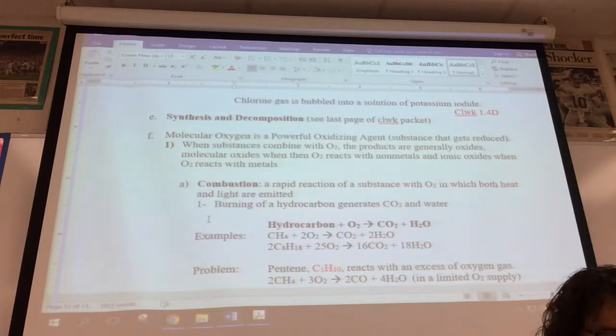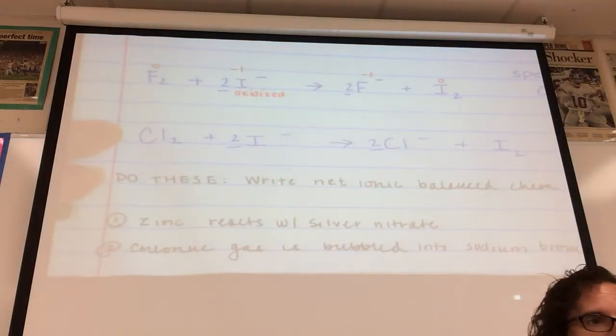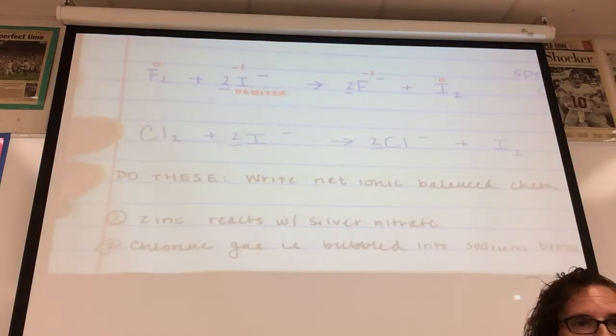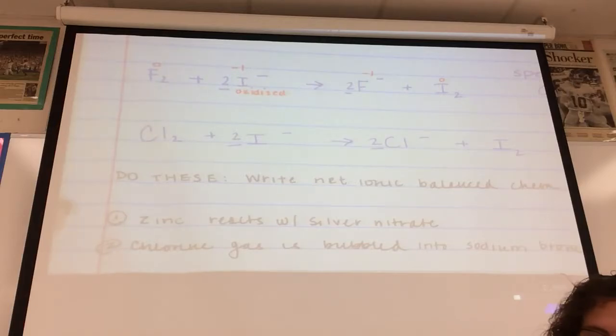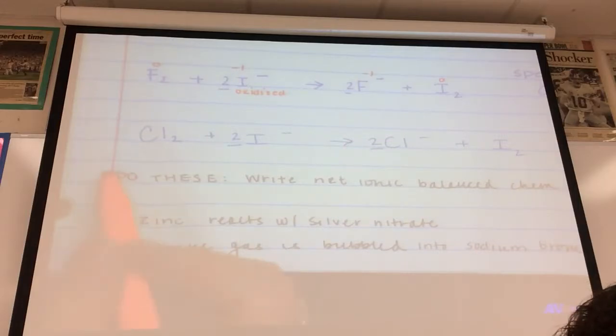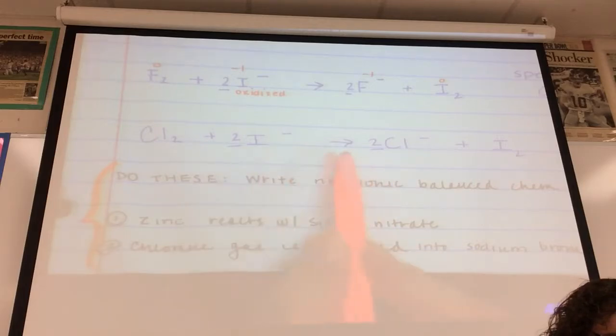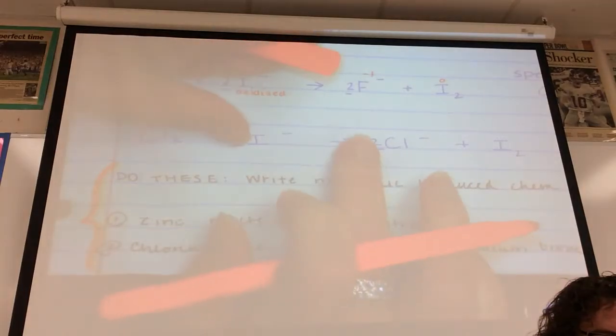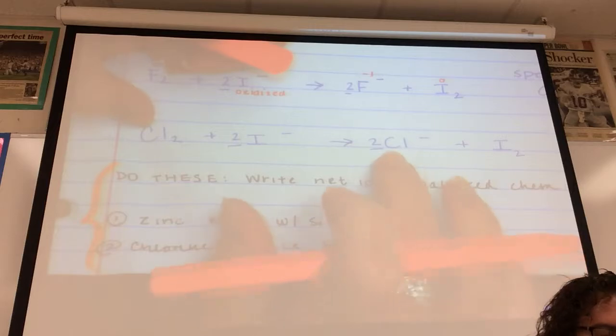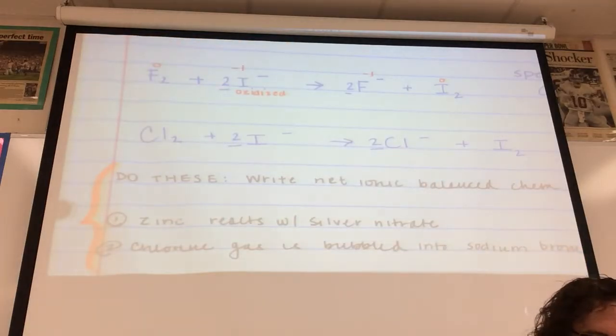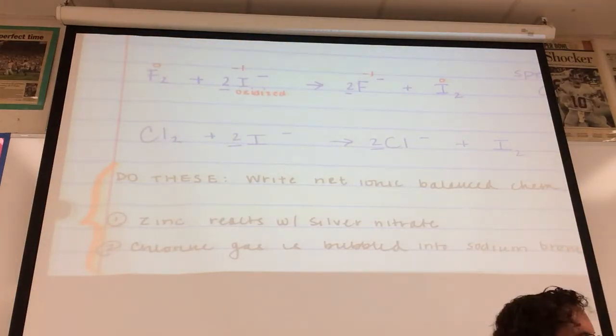What'd you get? Did you get what I got? Yes? All right, I want you to try these two right here. How did you put the two here? To balance for charge. Well, it was balanced for charge initially, but you have 2 Cl here, so you need 2 here. All right, try those two. Put this here.